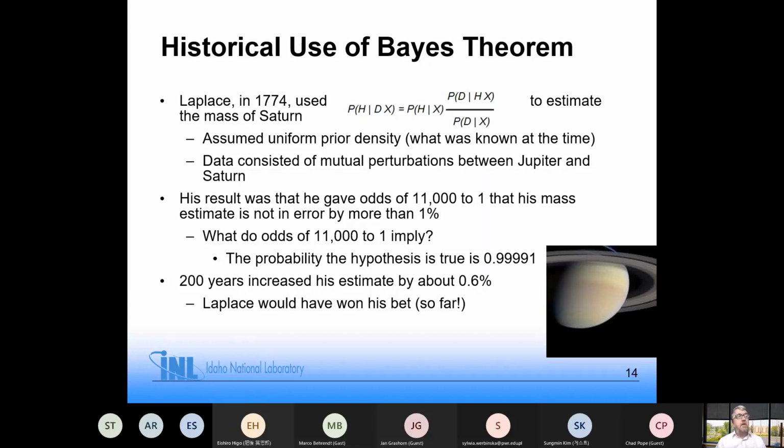And so he was able to quantify the error and the odds. And when you use the term odds, that's just another way to say your probability level. So in other words, in his publication, he claimed that he was in error by less than 1%, by no more than 1%, and he was very certain of that. And so he gave odds of 11,000 to 1. Now, what that really means is that he thought his potential error was 1%, but he was 99.991% confident of that statement.